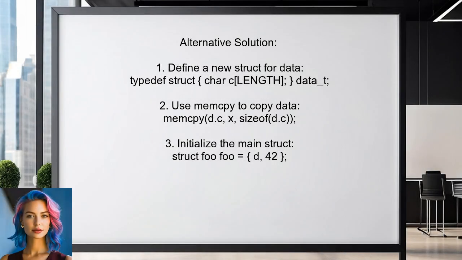An alternative approach suggests defining a new struct for the data type. This struct can be freely copied. Inside the main struct, you can have a const member. You can use memcpy to copy the data into this struct, allowing you to initialize it correctly.